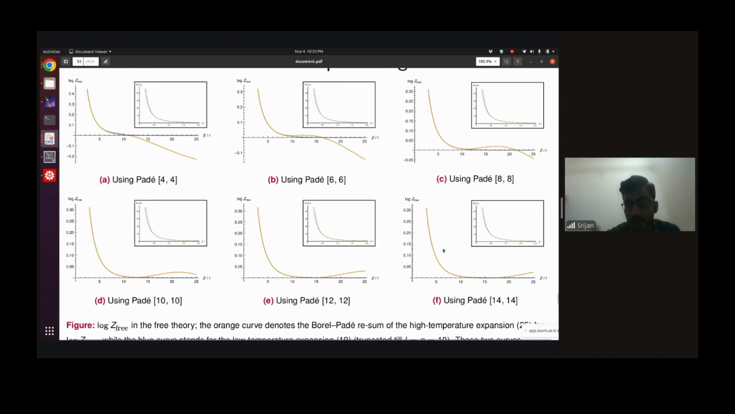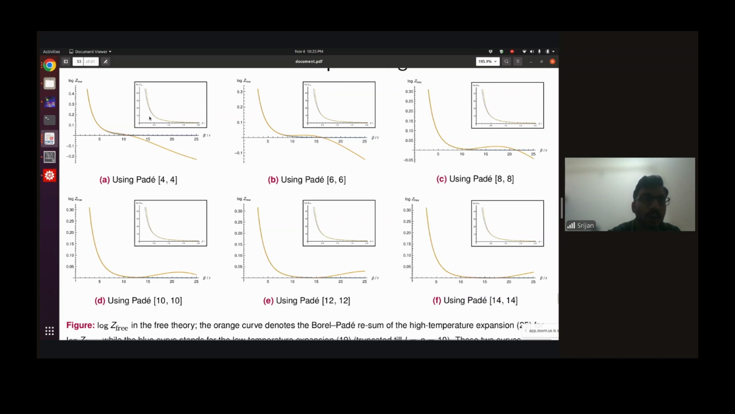Okay, and if you just increase the order, the region of overlap increases. And this Padé-Borel resummation, this numerical technique, has some sort of limitation. So if you increase beta by r very high, then it should not work out. That's what is being shown here. So for that you have to increase the order of Padé. Then it becomes better and better.